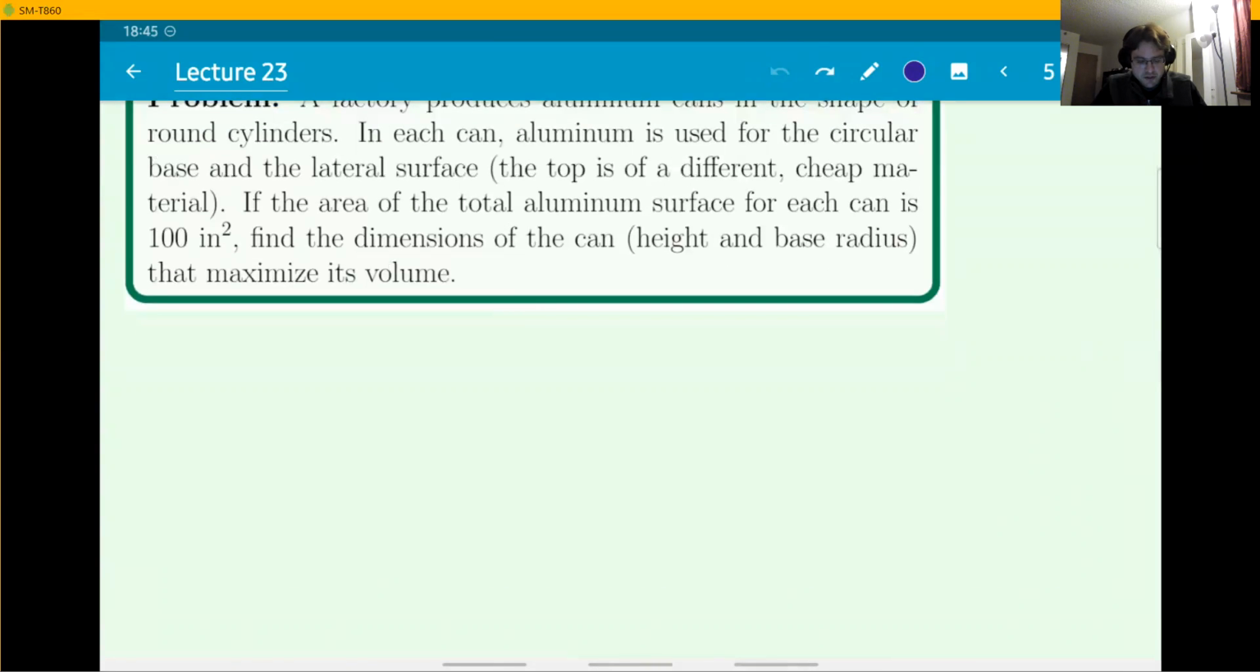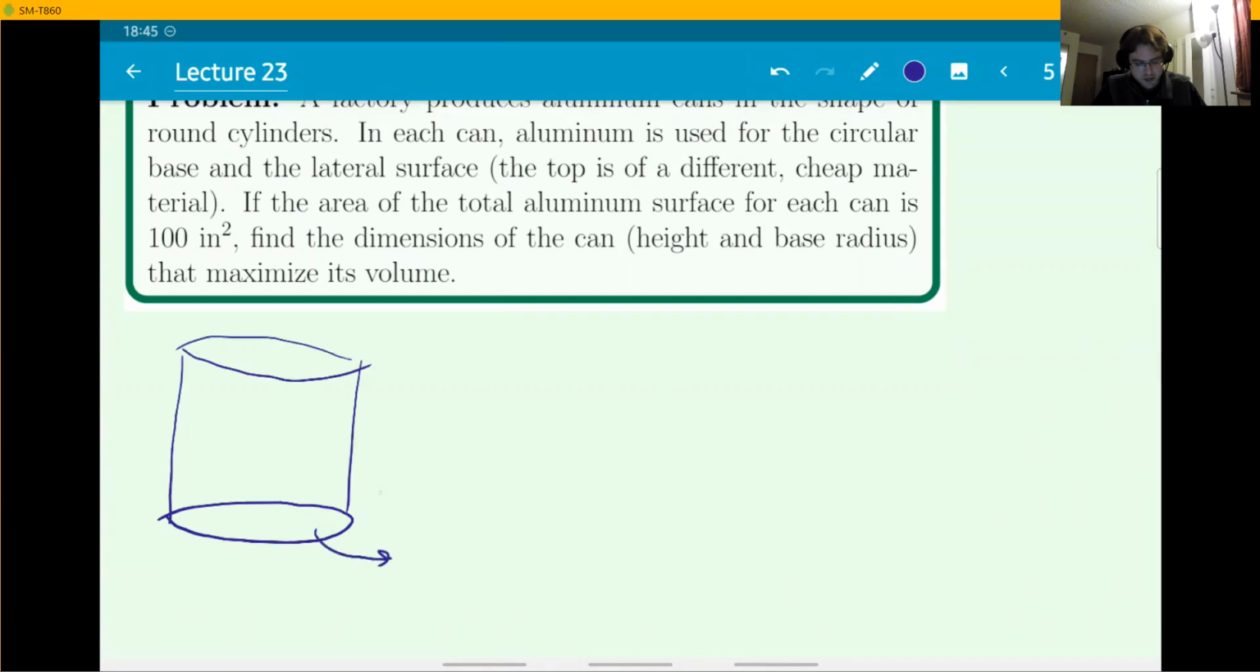The problem is find the dimensions of the can, height and radius, that maximize the volume. So we are going to be constructing aluminum cans without including the top. And we have some area. The area of the base is pi r squared, if r is the radius. And what is the area of the lateral surface of the can, if you think about this?